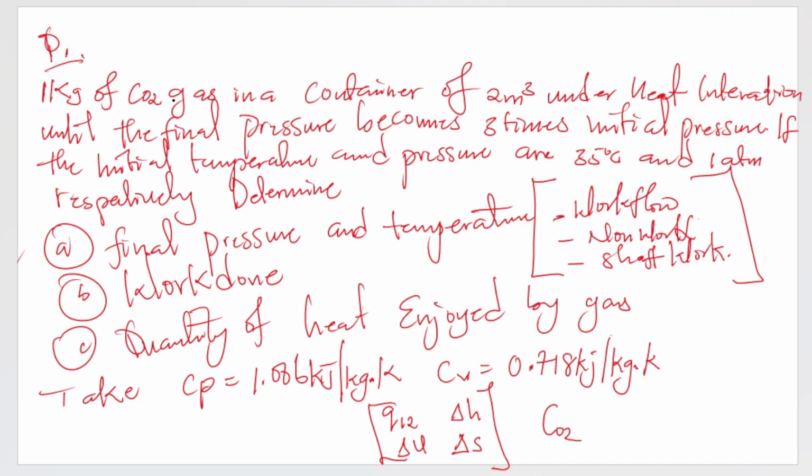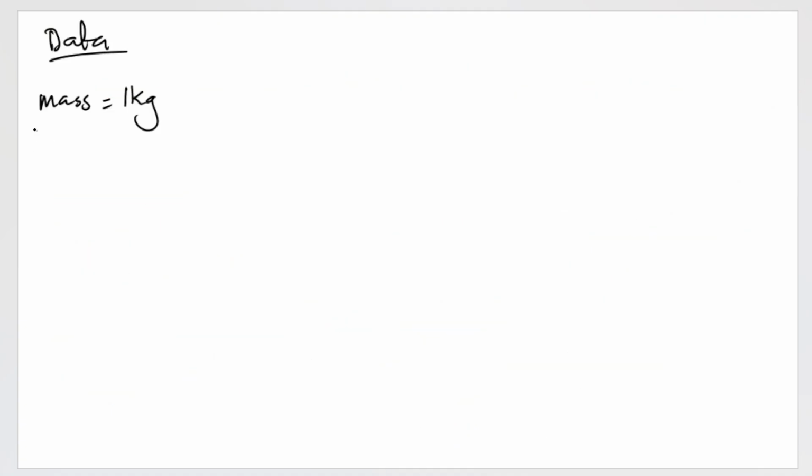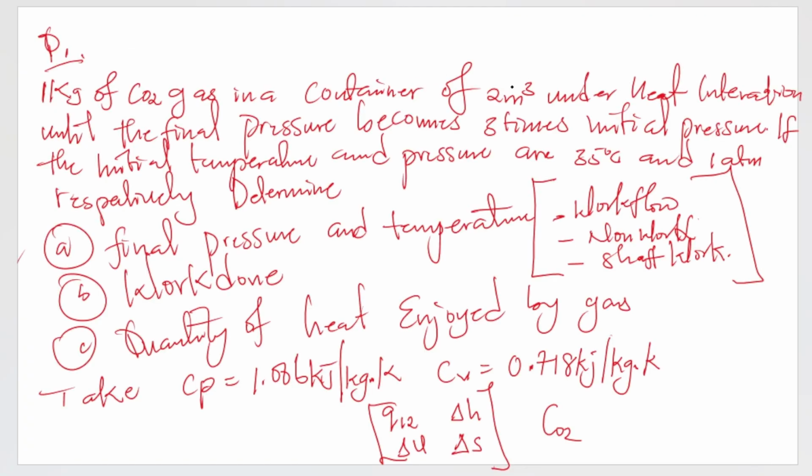Now from the question, we're also given that the gas is CO2. So you note the gas is CO2 in a container of 2 meter cube. What is 2 meter cube telling you? You are given what? A volume. Now remember, the volume you were given here was just one volume, which is what? 2 meter cube. What next are you given? Then you were asked that the container of 2 meter cube under heat interaction until the final pressure becomes 3 times its initial pressure.